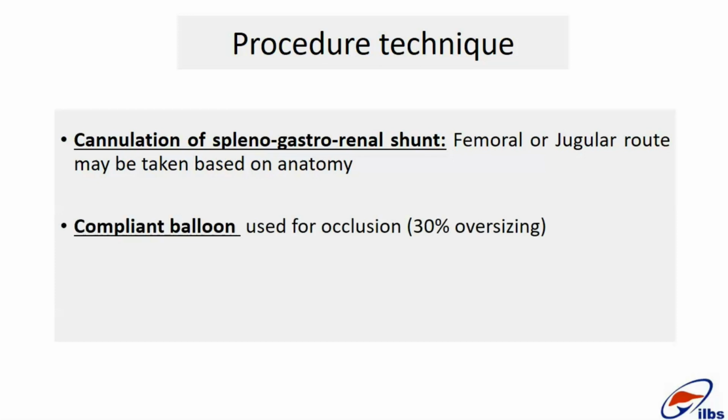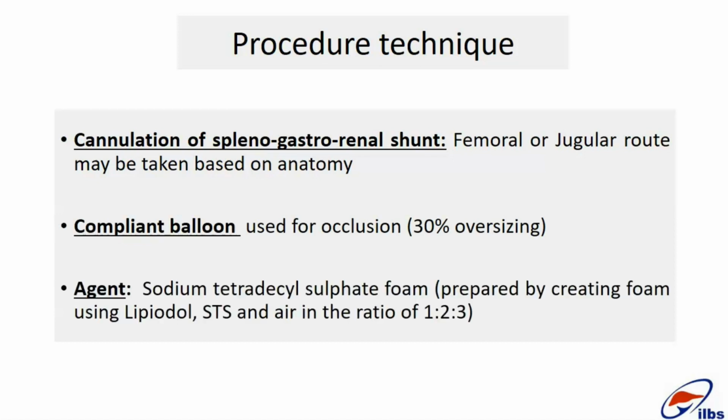You should always use a compliant balloon, and you should oversize it, because in some cases we saw that after pushing some contrast, when the vein was distended, some of the sclerosant came back around the sides into the systemic side. This is why we made the cocktail of STS with lipiodol and air. But again, lipiodol caused a lot of problems. It used to sclerose the balloon wall, and since these were compliant balloons, they used to rupture.